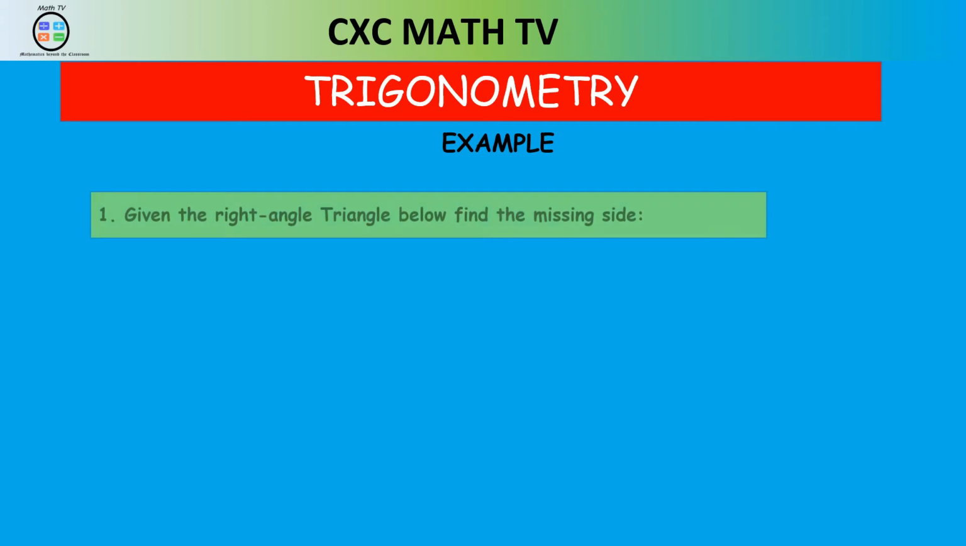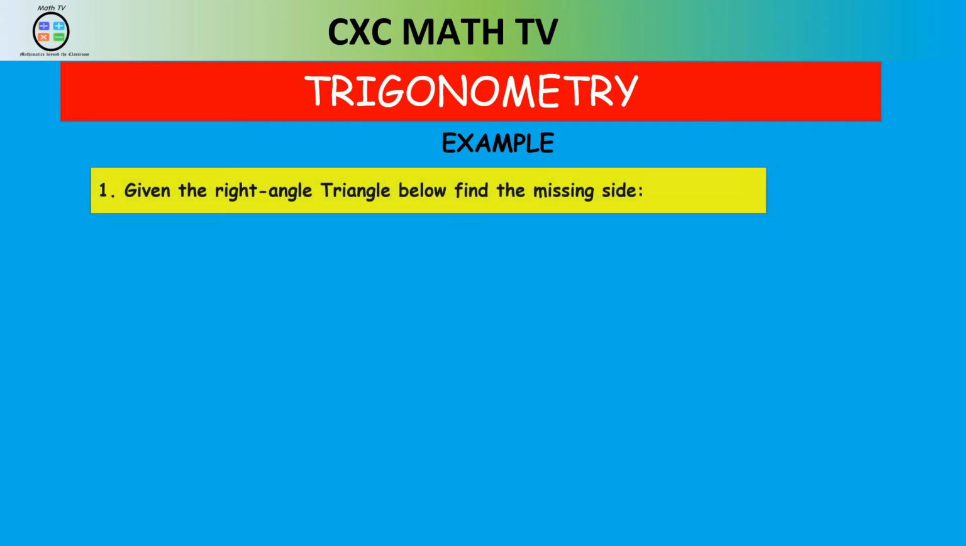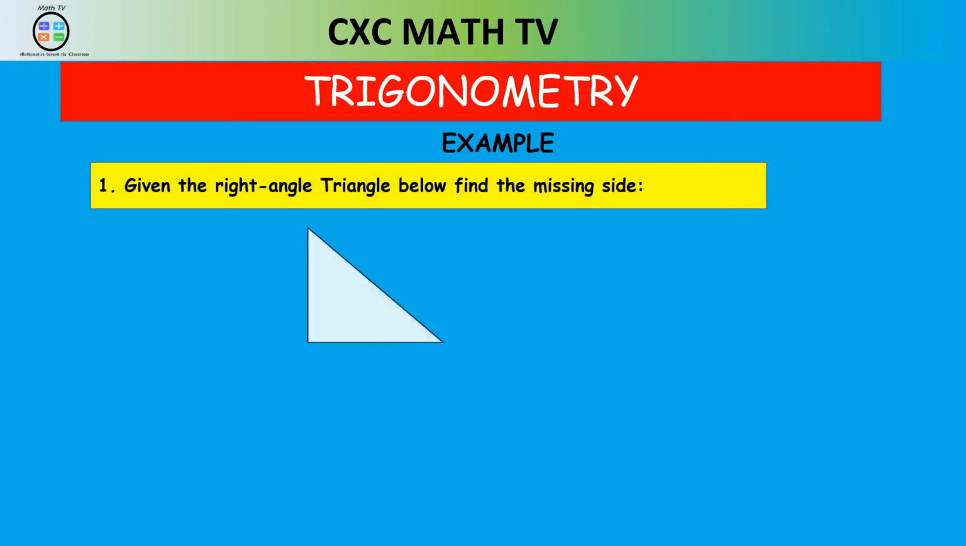So we see a right angle triangle right here with one side being 6 centimeters, another side being x, and another side being 10. But we know that the sum of the squares of the opposite and the adjacent must be equal to the hypotenuse square. So pause the video and attempt this question.